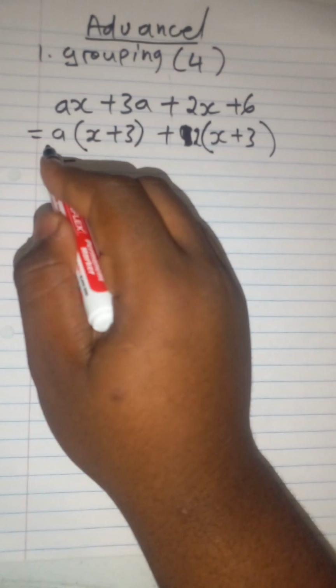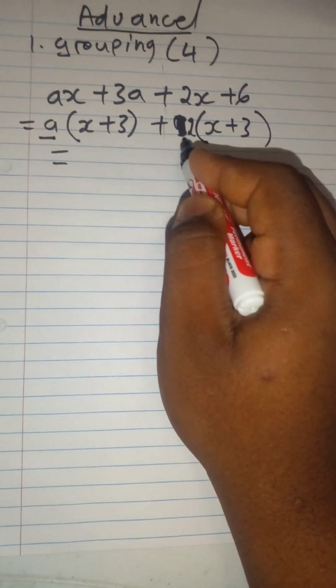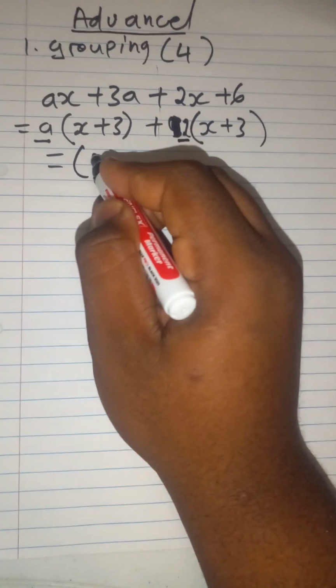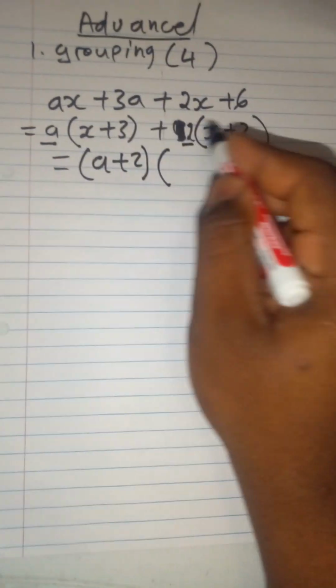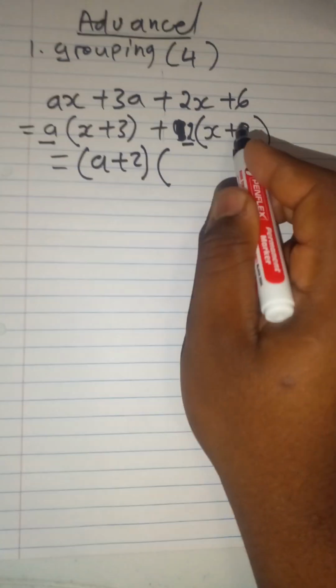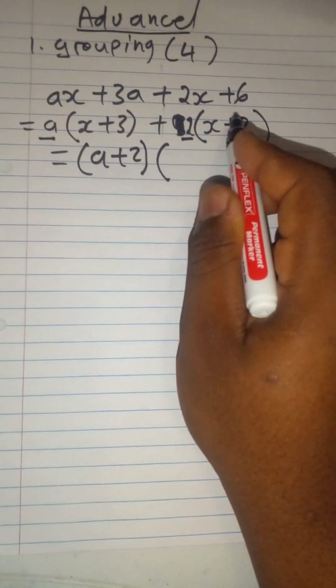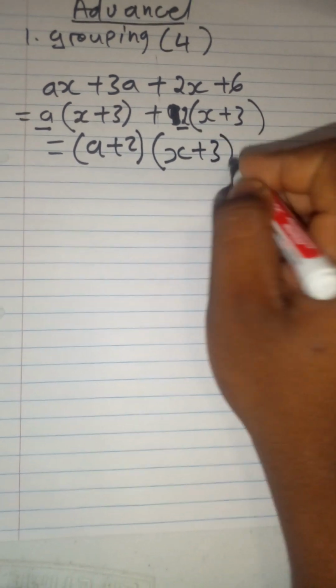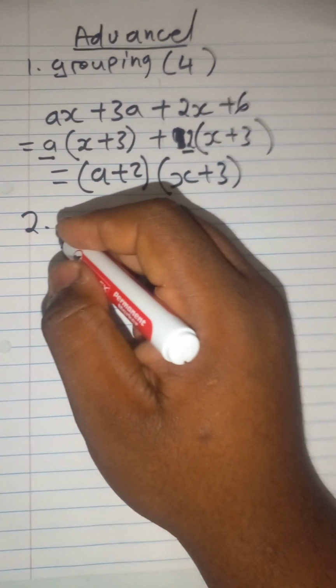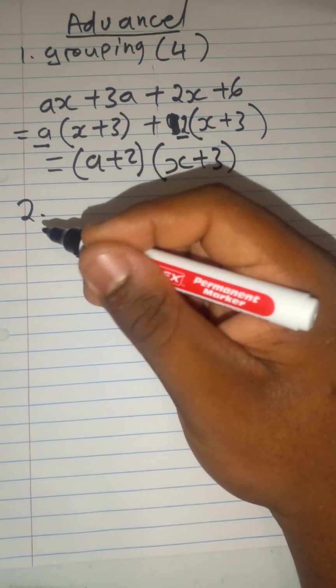We are going to take the ones that are outside the bracket, so it's going to be a plus 2, and then the ones in the bracket are the same. You must make sure that the things in the brackets are the same. So x plus 3. Is it fine? Then that is your answer there about grouping. Let's go to the second one.